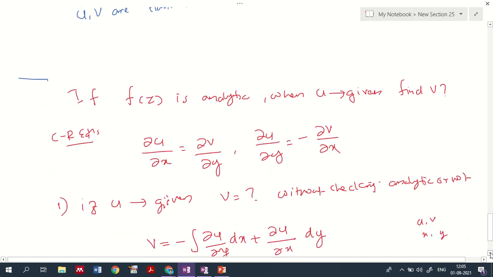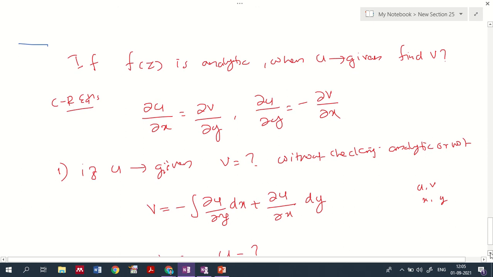Now we are moving on to the next case. I said in the last class itself that there will be some kind of problem where you want to find the imaginary part when the real part u is given, and you find the v associated with it. Because we normally represent f of z is equal to u plus iv, where u is the real part and v is the imaginary part. So there will be some cases where u is given and you have to find the imaginary part associated with that.